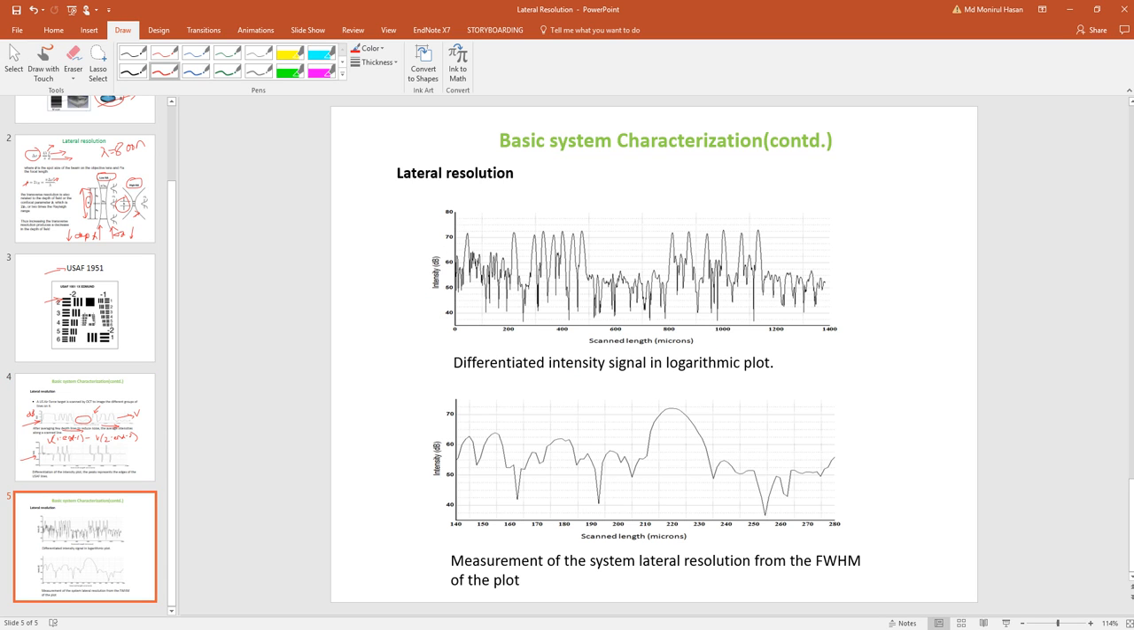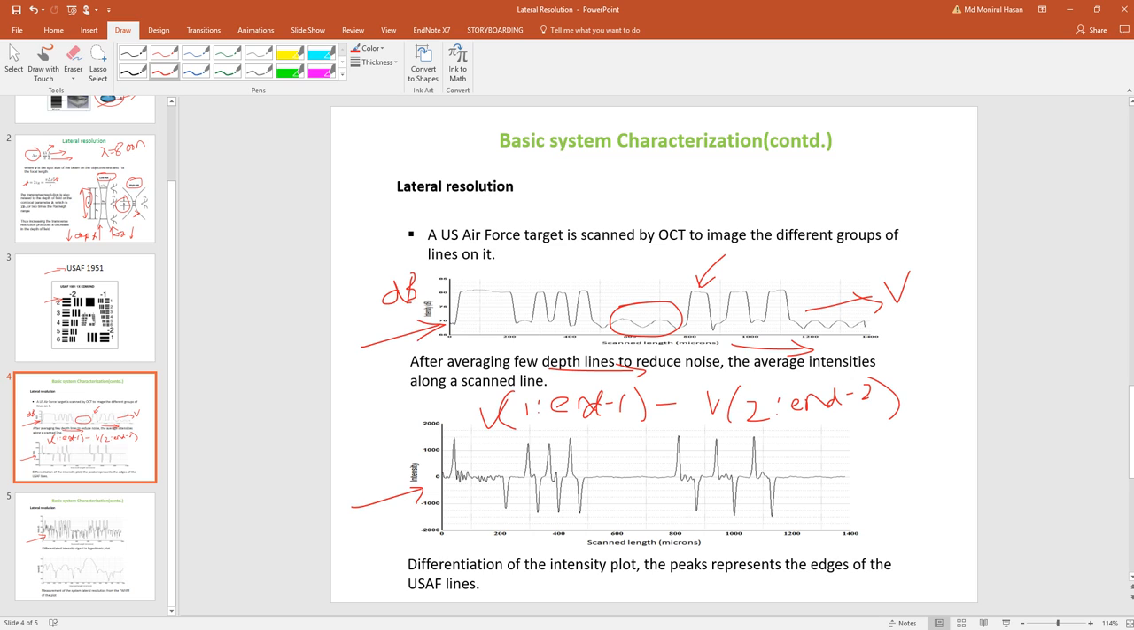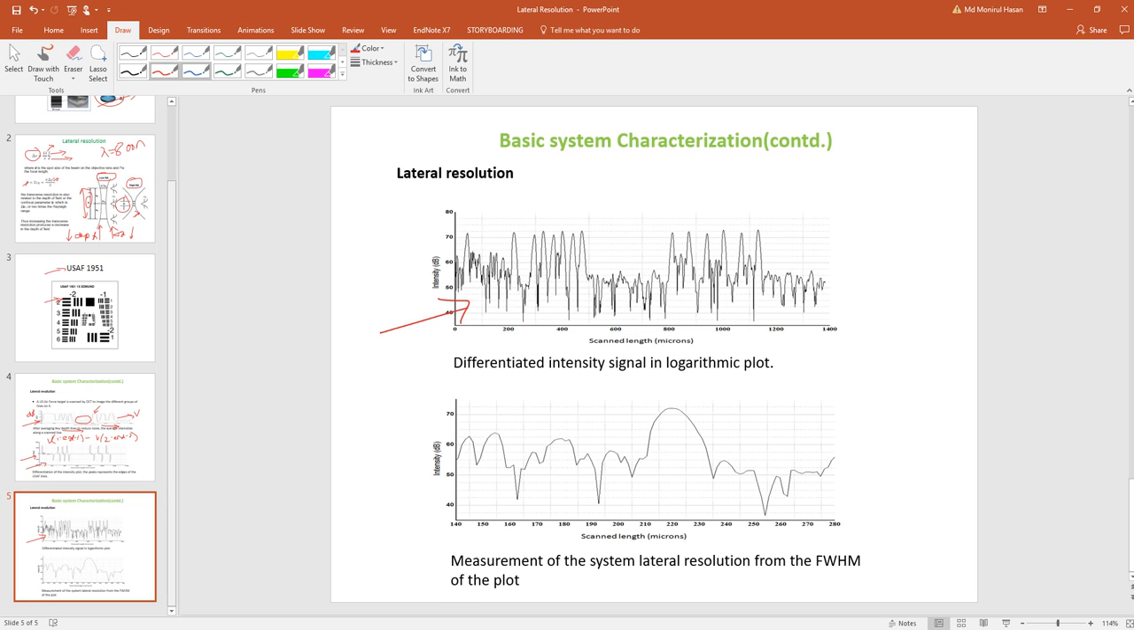Before that, we can make everything positive by taking the absolute value of this data, and then we'll find all the positive peaks. If you zoom in on one of the peaks, this is one of them. Similarly, the way we calculated the axial resolution, we can do the same here. That is, we have to figure out the peak.